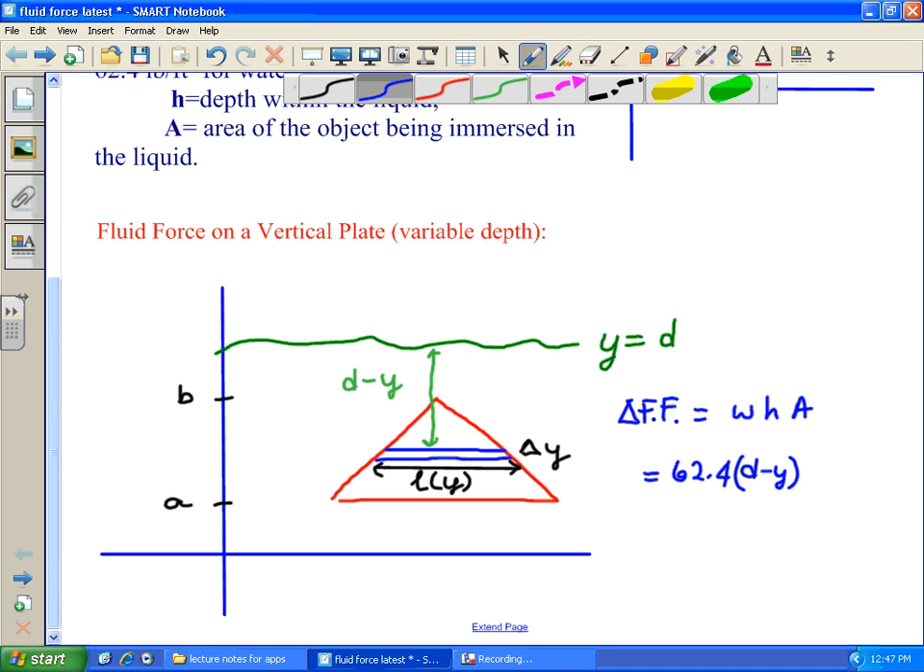That's for h. And how about the area of this rectangle? Area is, as always, length times width. The width is delta y. I'm assuming the length is L of y. Again, that will come depending on what the problem is. So I'll just say L of y, the length of the rectangle, times the thickness, dy or delta y.